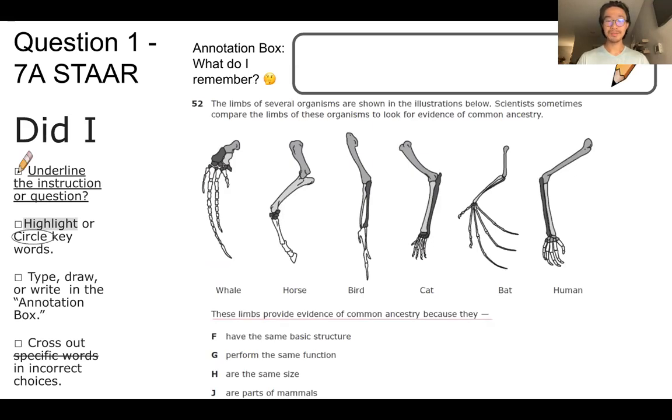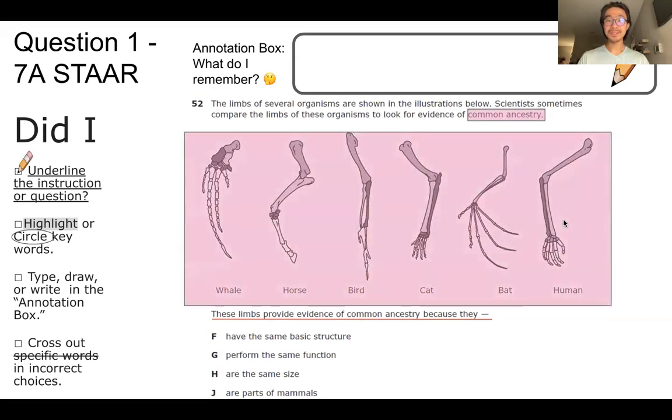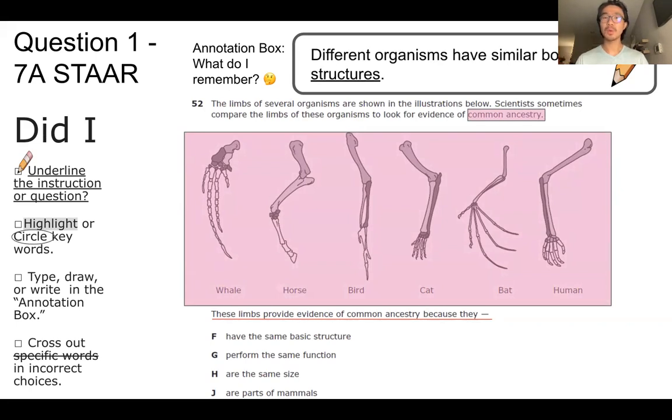One more question for now. Underline the instruction. Here, it's to complete the sentence. What words do we see that we have been talking about from this lesson? Common ancestry. We also see this image that basically is what we saw before, right? All these bones. Because we're talking about bones, we will remember that different organisms can have similar bone structures.